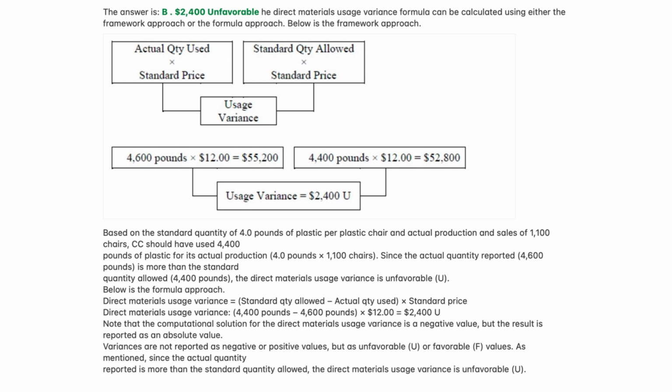Direct materials usage variance equals standard quantity allowed minus actual quantity used, times standard price. Direct materials usage variance, 4,400 pounds minus 4,600 pounds, times $12 equals $2,400 U. Note that the computational solution for the direct materials usage variance is a negative value, but the result is reported as an absolute value. Variances are not reported as negative or positive values, but as unfavorable, U, or favorable, F, values. As mentioned, since the actual quantity reported is more than the standard quantity allowed, the direct materials usage variance is unfavorable, U.